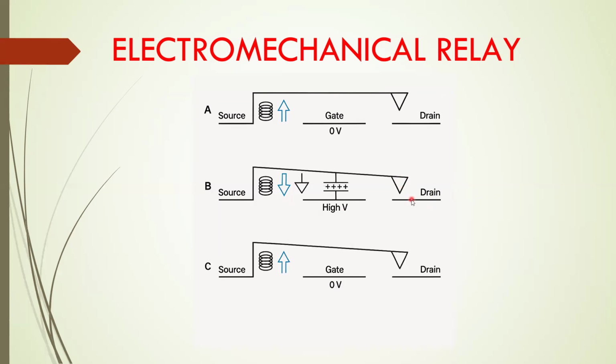Therefore, let's say you have RF switching taking place, and you have signals from DC or 0 hertz up to gigahertz, hundreds of gigahertz of frequency. So the switching of those signals will take place here.